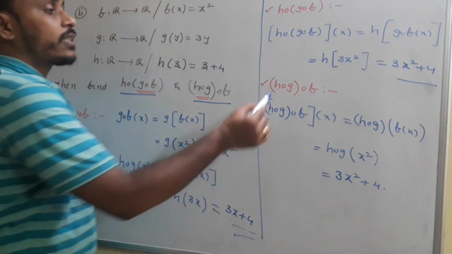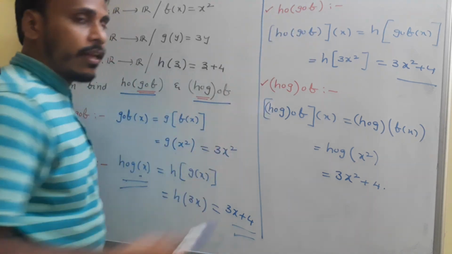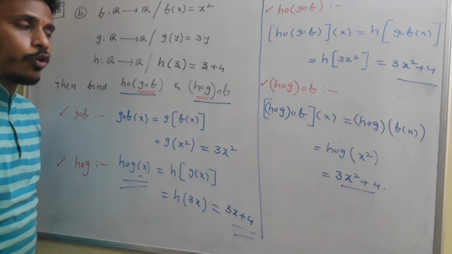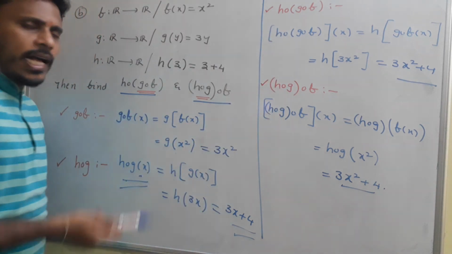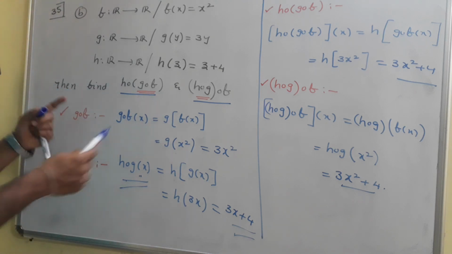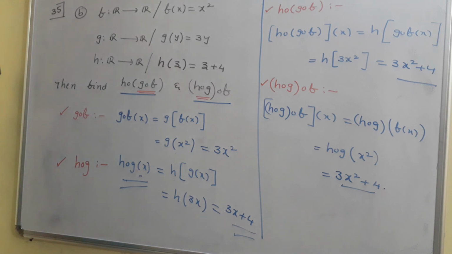Have a look. h circle g circle f as well as h circle of g circle f, both these functions have the same output, 3x square plus 4, and these two are equal. As we proved in the above case, with the discussion of a, b, c, d, and now we proved it by taking three different real functions. All these things are just by the notations, that's it. No need to use your intelligence and everything. Just follow the notations and easily you will find everything.